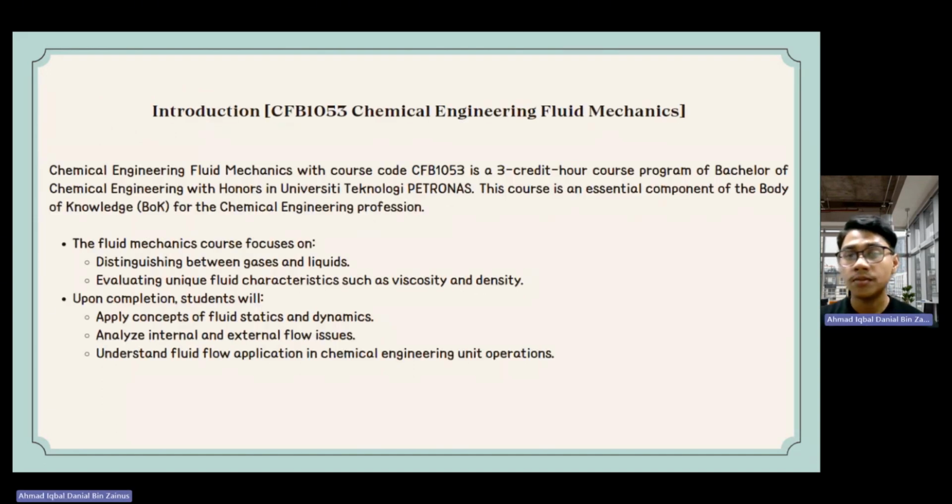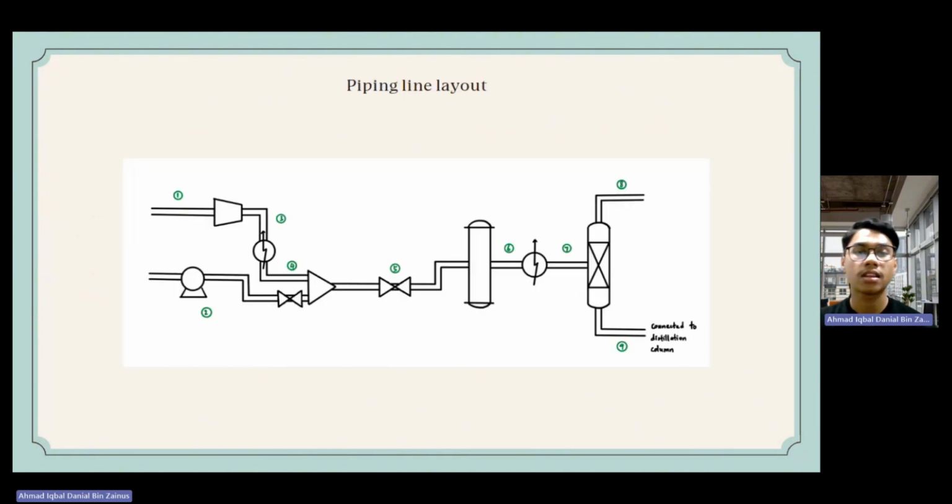Introduction. Chemical Engineering Fluid Mechanics is a 3 credit hour course in the Bachelor of Chemical Engineering program in TP. The fluid mechanics course focuses on distinguishing between gases and liquids, evaluating fluid characteristics such as viscosity and density. Upon completion, students will be able to apply concepts of fluid statics and dynamics, analyze internal and external fluid issues, and understand fluid applications in chemical engineering unit operations.